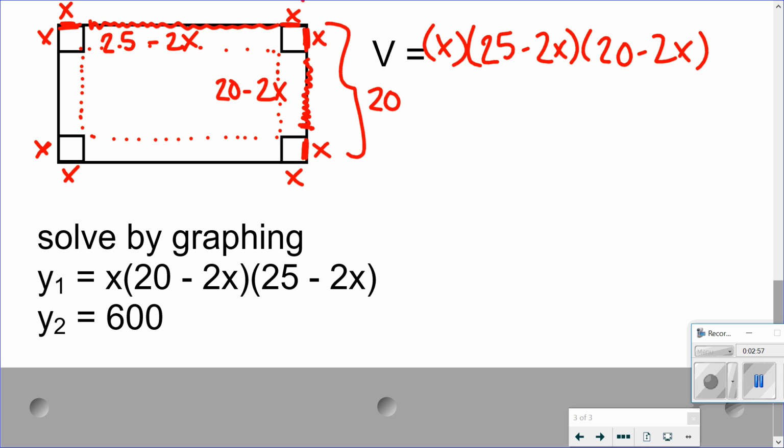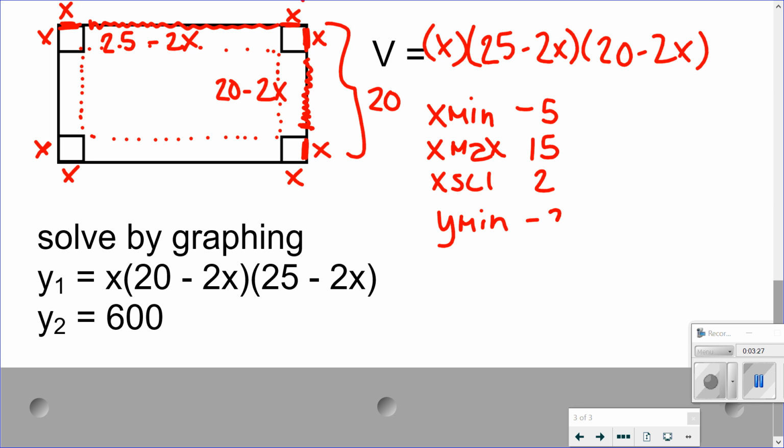Pause the video. When I was getting ready to do this, I had to play around with the window quite a bit. The window that helped me: my X min value, I let that be -5. My X max value, I let that be 15, and I counted by 2s. My Y min, I let that be -200, and my Y max, I let that be 1,000, and I counted by 100s. So go ahead and enter this in your window, and then let's take a look at it.